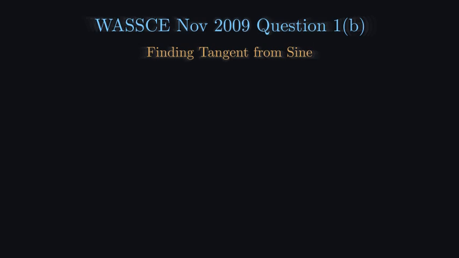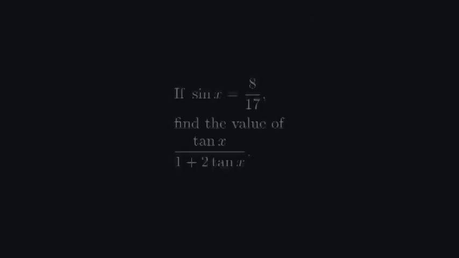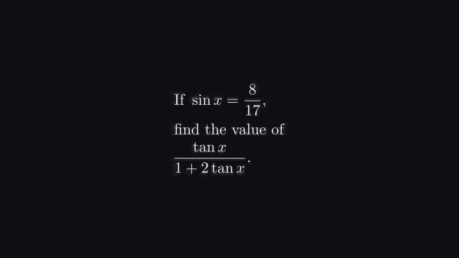Today, we are solving WASSCE November 2009 question 1b. This question gives us sin of x and asks us to find the value of an expression involving tan of x. The question says, if sin of x equals 8 over 17, find the value of tan of x over 1 plus 2 tan of x.